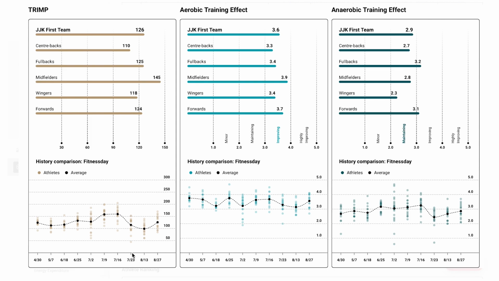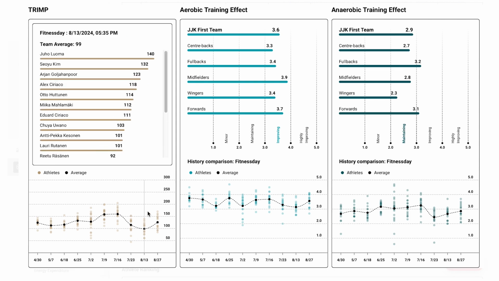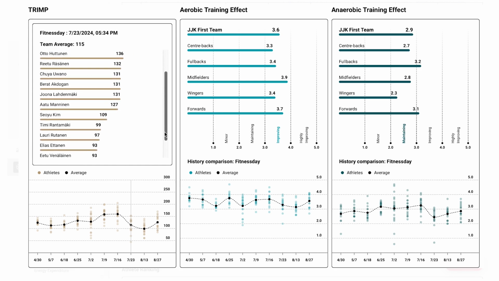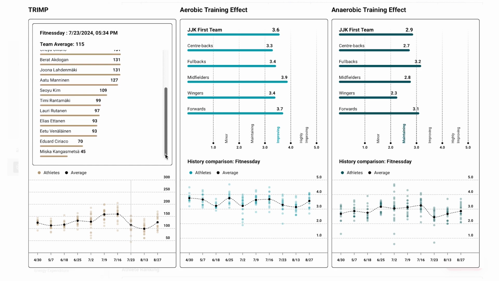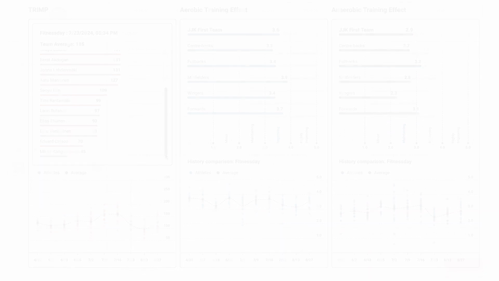We can see the session of 23rd of June had one athlete with very low values. We can quickly identify who that was to assess the reasons and decide whether they need to have their training load modified in the next session.